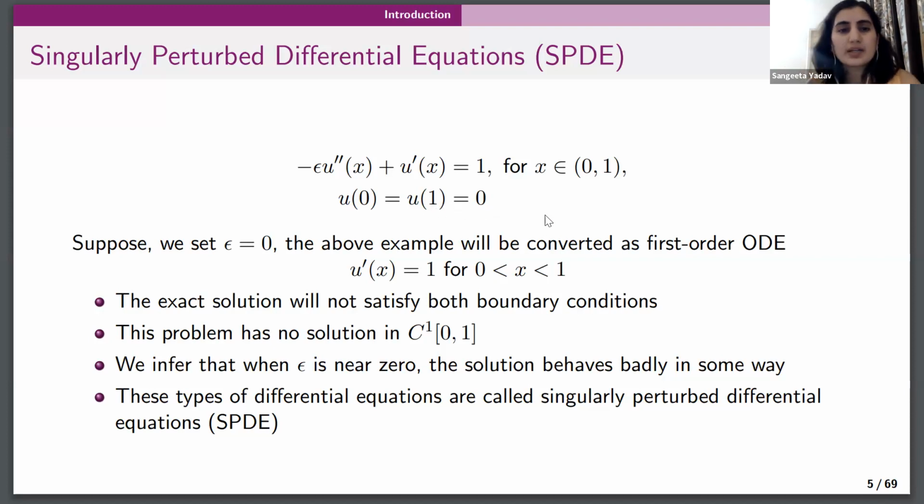So that's what happens when we have epsilon very, very small. For epsilon equal to 0, this problem will have no solution in C^1[0,1]. From this, we can infer that whenever epsilon is near 0, the solution behaves badly in some way. And these types of differential equations are called singularly perturbed differential equations.